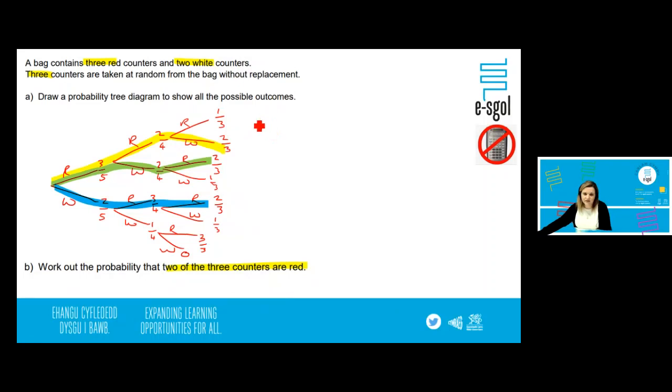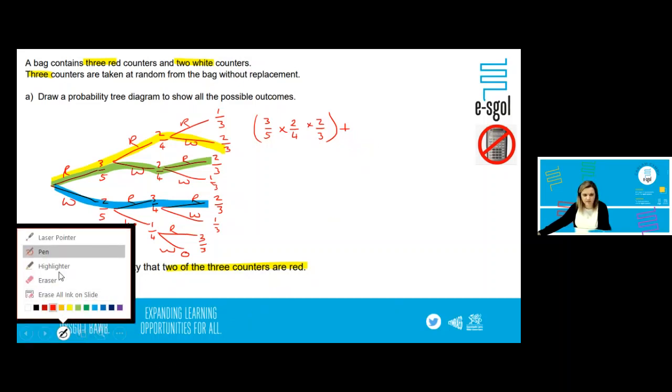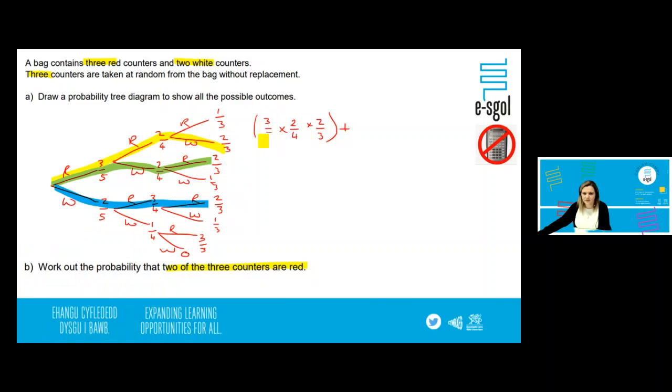And it's just multiplying our fractions as we go across. So 3 out of 5 multiplied by, I'm going to follow the yellow path now. So 2 over 4. Seems to be a bit of a lag with my pen here. Multiplied by 2 over 3. So that's the yellow path done. Then if we look at the next section, I'm just going to put that in highlighter so it's really obvious which section I was talking about there. Change that to yellow. Okay, so that's the yellow section.